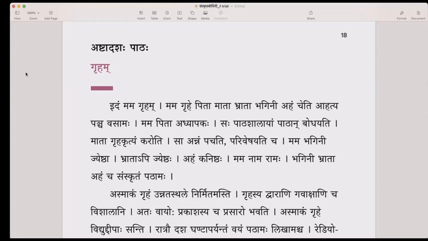Five people, aham cha iti, including me. Aham, bhagini, sister, brata, brother. Start from here. Mama grihe, in my house. Pita, father, mata, mother, brata, brother, bhagini, sister, aham, and me. Iti ahatya means together, combining all of us. Pancha vasamaha, we are five in total.